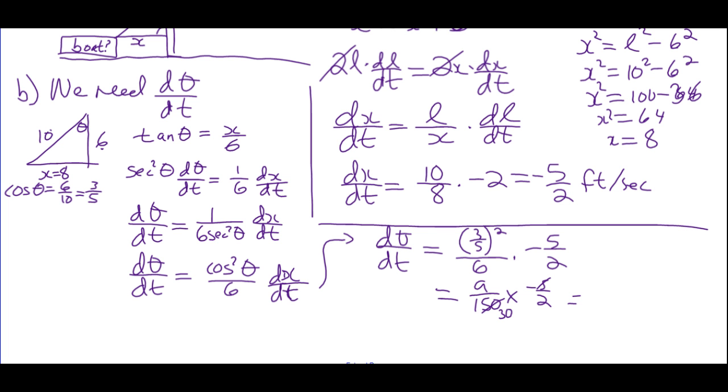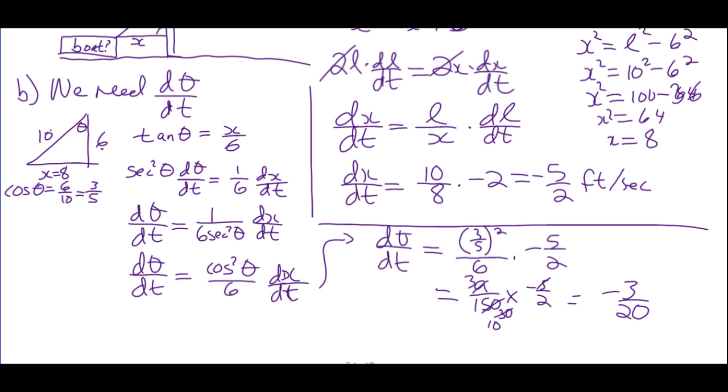Where's that? 3 over 5. That's 9 over 25, right? Over 6. 50, 30. Oh, yeah, okay. So wait, 9 goes into this. 3, 10. Okay, so we got negative 3 over 20.